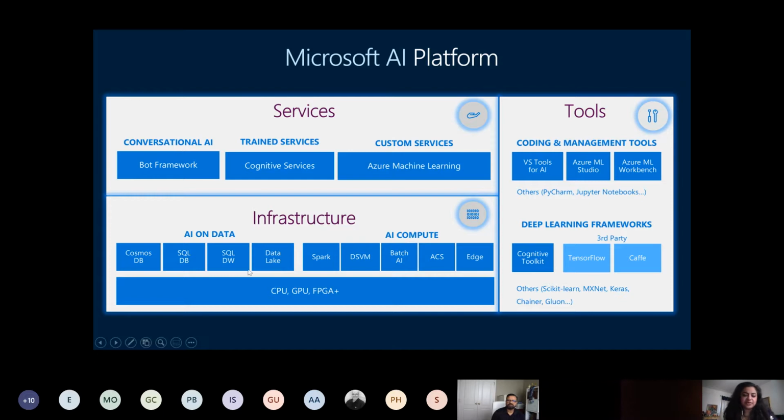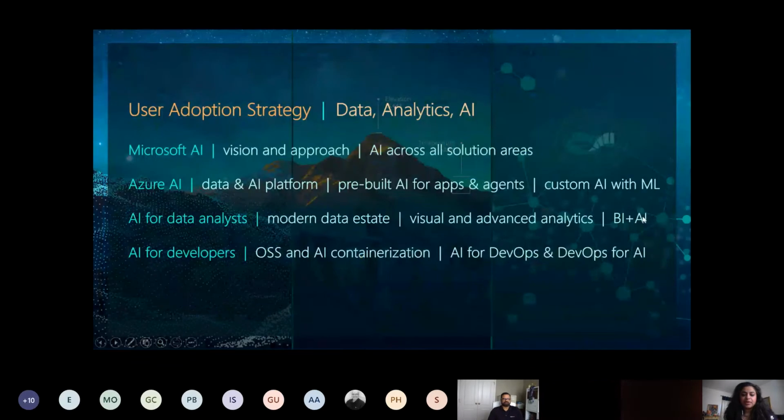Okay. So I think I'm going to skip this slide unless anybody has a specific question. It's what I've already said. You're using infrastructure to power the services and then the tools. Okay. And then, of course, I mentioned adoption. We talked about tech leader adoption, engineering product adoption. There's also the idea of user adoption.